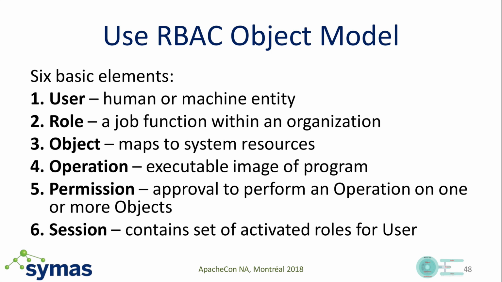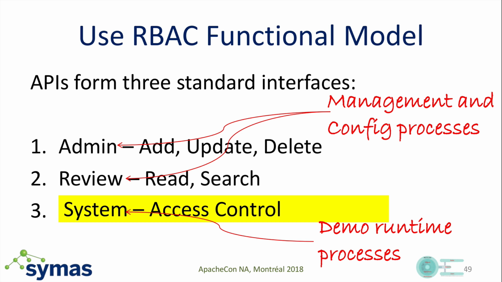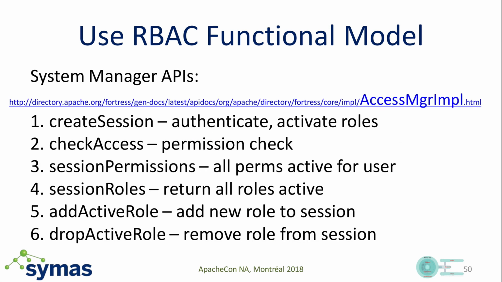And then there's a functional model. And the functional model are the shape of the APIs. And so there's three interfaces. The one we're going to talk about today is the system one, so that's for access control. So that's these right here. These are the things that happen at runtime. We create sessions, we check permissions, we add and remove roles from the session as needed to fulfill the user's needs as they meet the security policy.